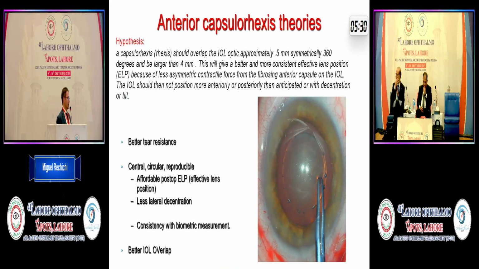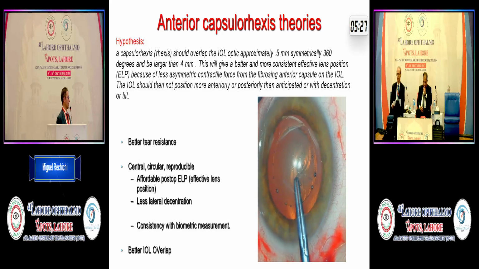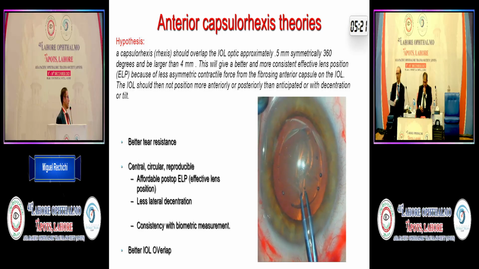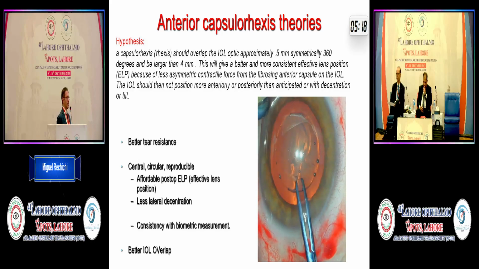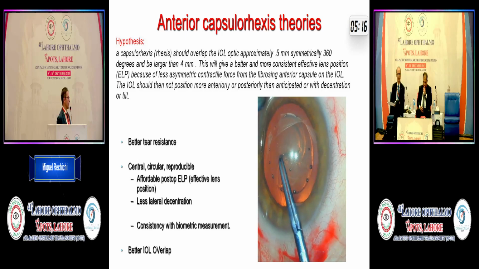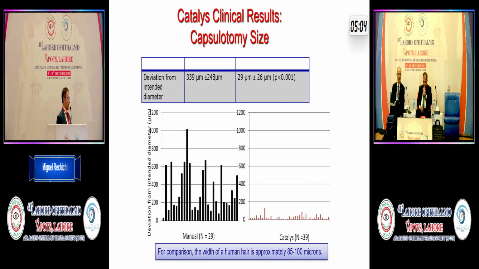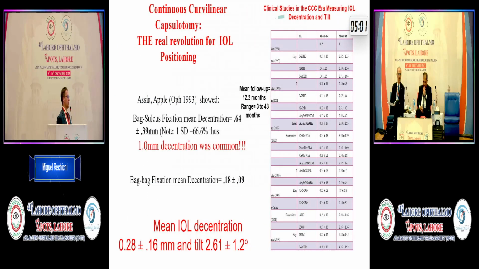The theory is that a better capsulorhexis will help us achieve a better effective lens position. This is what the company that sells the femtosecond laser claims to us. But is this really true? For sure, the laser is better than us in reproducibility of the capsulorhexis. But if we look at the literature, the real revolution in effective lens position was not the femtolaser, but the transition to the continuous curvilinear capsulotomy.